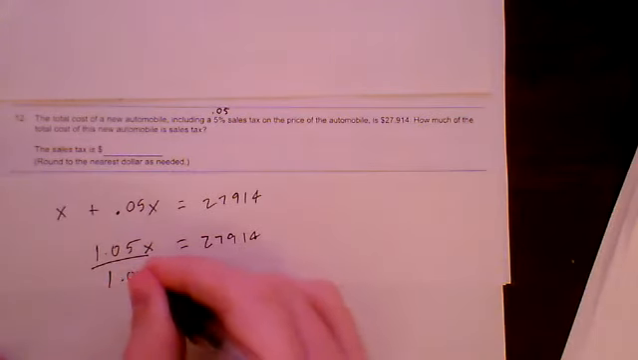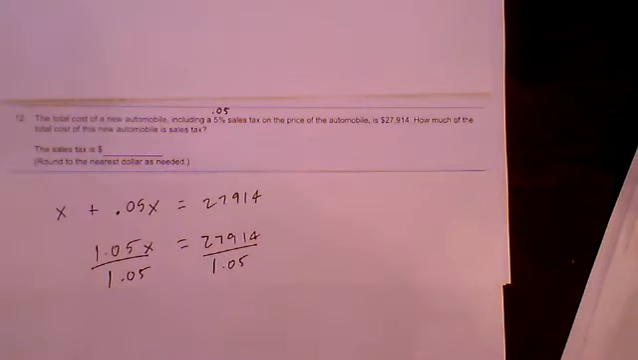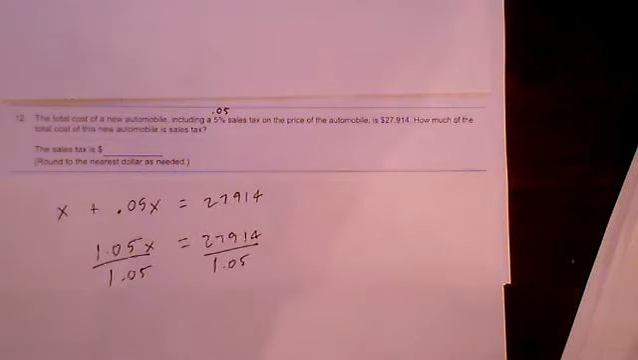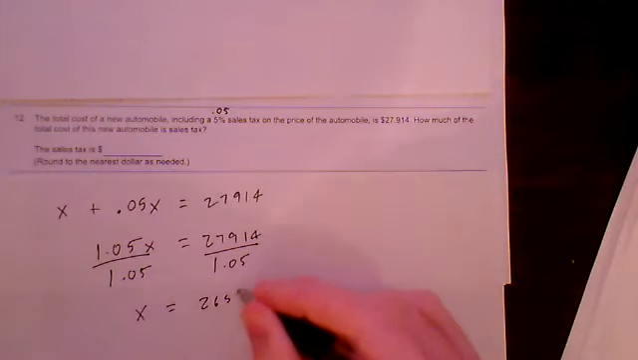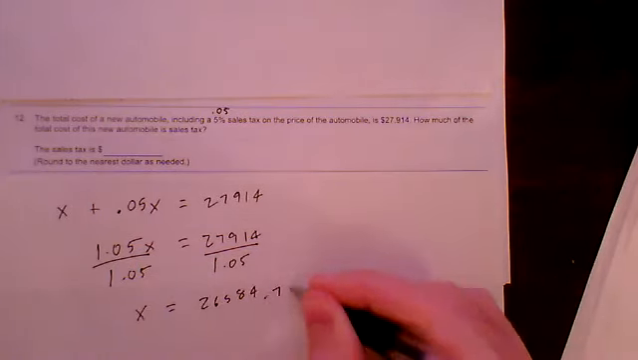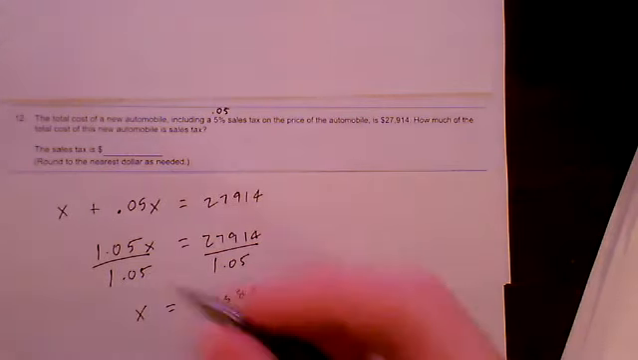So we'll just divide by 1.05 on both sides. Throw that in your calculator. I get X equals 26,584.76. Now be careful here, because you might just put this 26,584.76 in and hit enter and assume it's correct. But this is the value of the car. X is the value of the car.